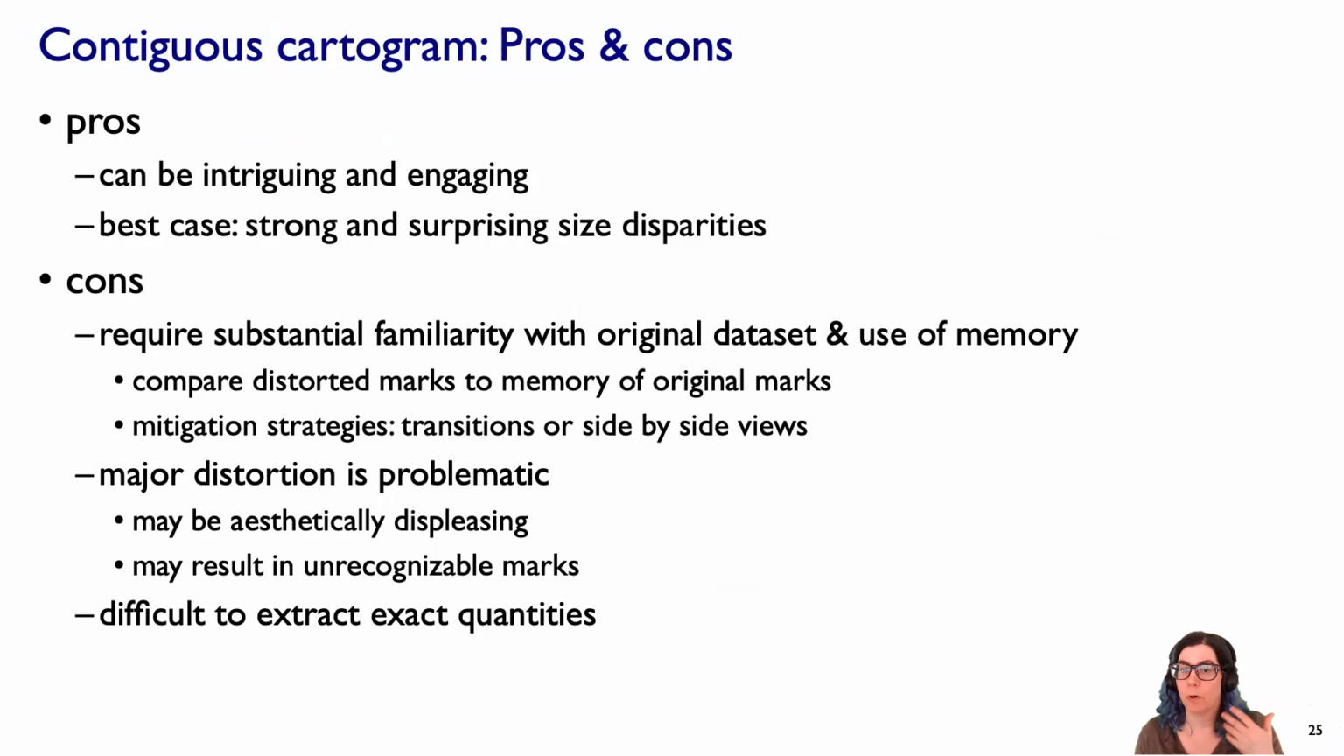Now, one of the ways to mitigate that, for example, is to have animated transitions back and forth between the original and the cartogram, or to show them side by side to try to help people use their eyes rather than using memory. Now, also, really major distortions can simply be problematic. I mean, they're literally aesthetically displeasing. They are strangely ugly in many cases. And in the extreme case, you might not even be able to recognize what the mark is supposed to be. So there are problems from major distortion. And certainly there's a loss of precision, a loss of accuracy. It's difficult to extract exact quantities. If you wanted to do that, this would not be the right idiom. So that's for those contiguous cartograms we saw first.